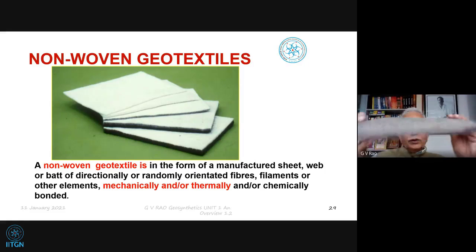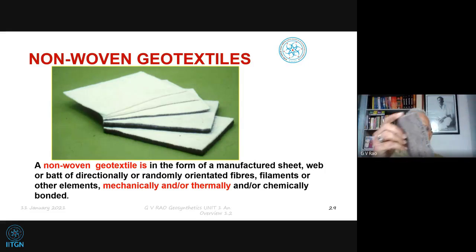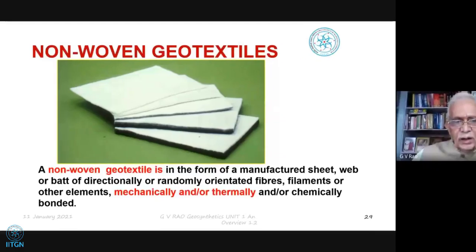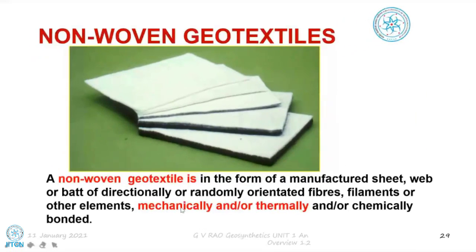Yeah, you can see the thickness of this. It's almost 1 centimeter thickness. So thickness is in terms of naturally what we are going to place in the material now. So again, the non-woven geotextile we are talking of consists of directionally or randomly orientated fibers, filaments or other elements, mechanically or thermally or chemically bonded. Mind you, we got the fibers now. These fibers are put together mechanically or thermally or chemically. So then it becomes a non-woven geotextile. There is no directional variation in this.